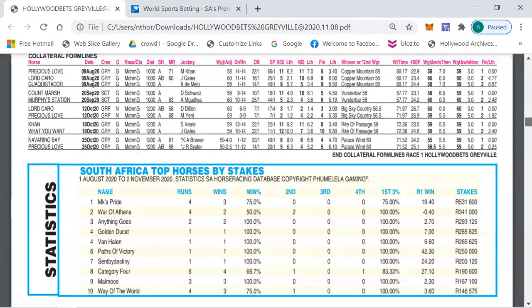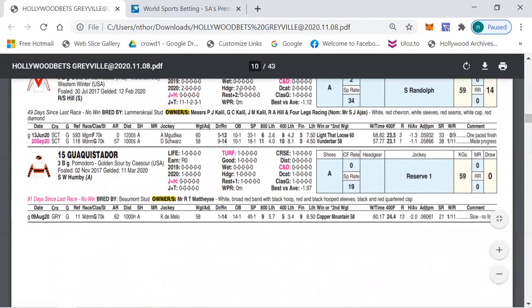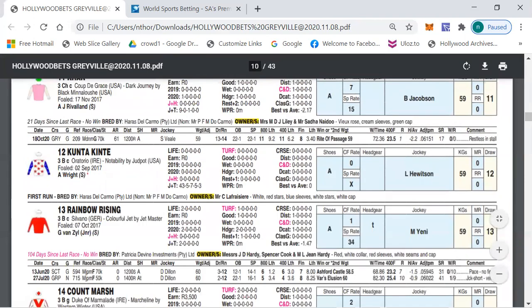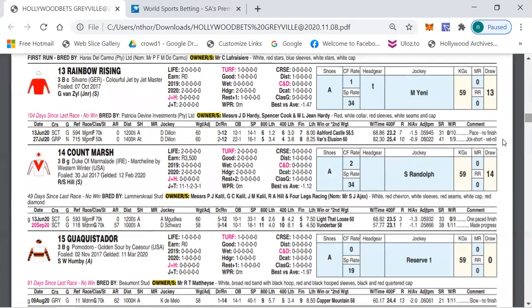My other outsider selection is number 14, which is Count Mars, Duke of Marmalade gelding. It is drawn 14, but Stuart Randolph is an old jockey. He knows how to cope with that outside draw.